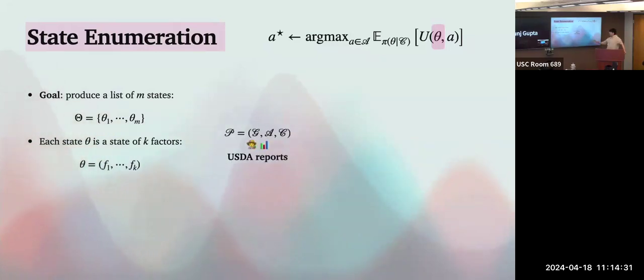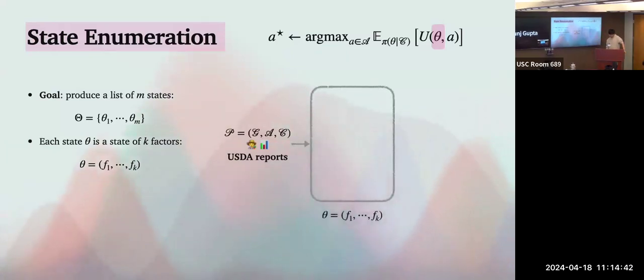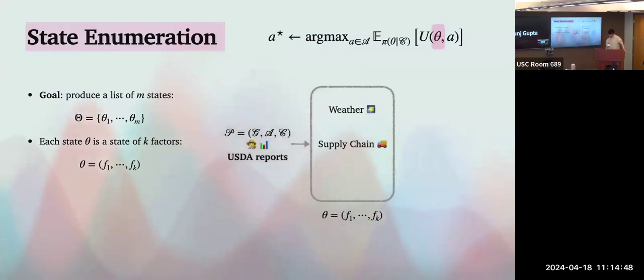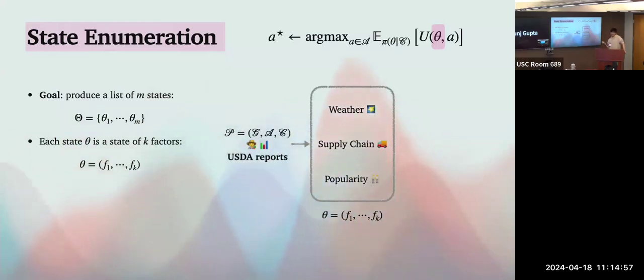I'm going to give a concrete example. This is the prompt. We have the goal, maximize revenue, and our context is primarily the USDA reports that we collected. We're going to prompt the LLM to think about the important factors that we should be concerned about. The first one, of course, is weather. The second one is probably supply chain, because there are a lot of COVID uncertainties with respect to agriculture planning. The third one is, for example, popularity. This is not too much of a concern, but it turns out it somewhat is as well.